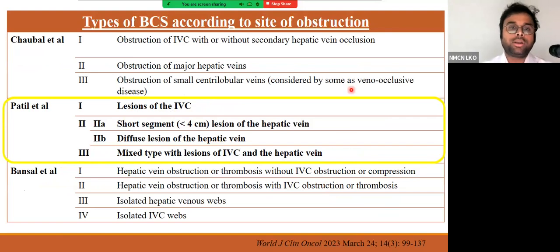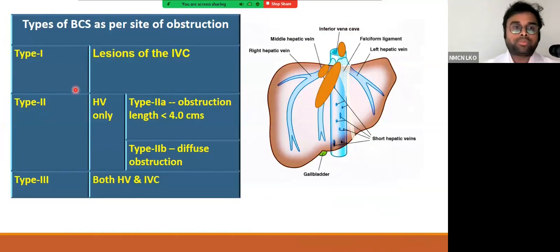According to the site of obstruction, various classifications are there, but the classification system given by Patel et al. is the most widely used. We call it type 1 when the lesion is in the IVC. Type 2A is when the hepatic vein is involved, but the involvement is for less than 4 centimeters. It is type 2B when the hepatic vein is involved and the involvement is for more than 4 centimeters, and type 3 where both hepatic veins and IVC are involved.